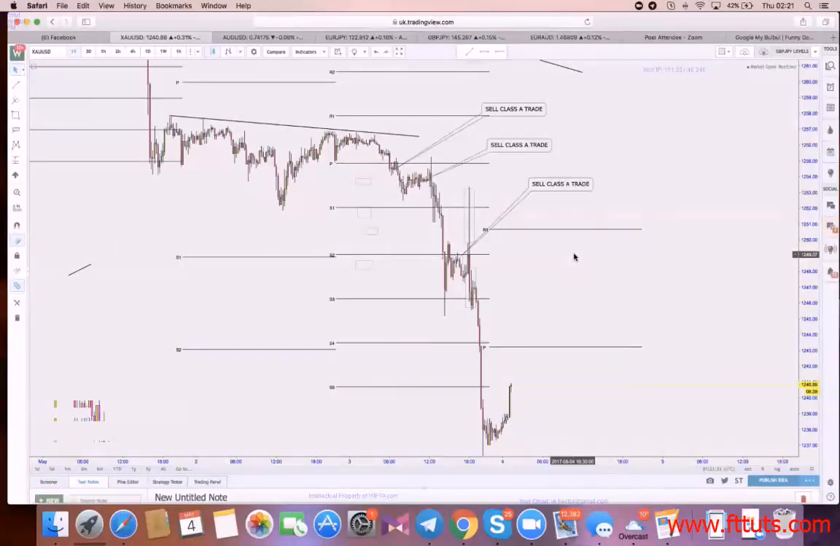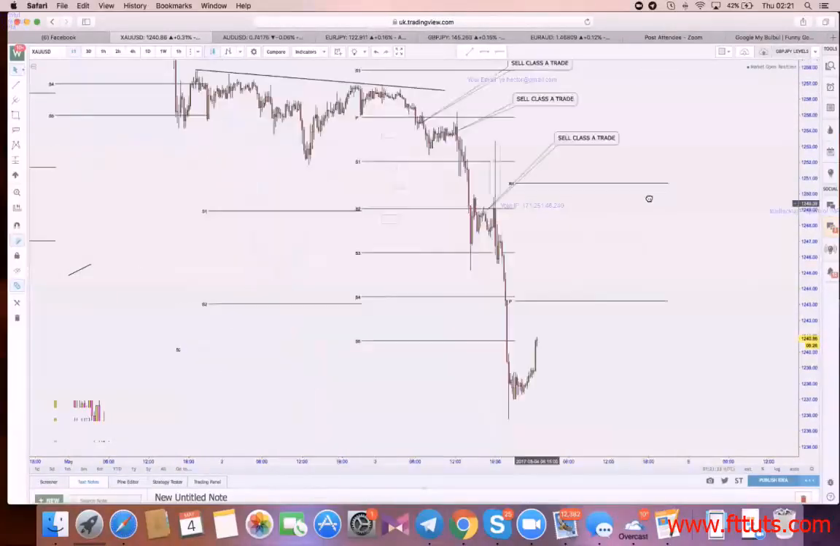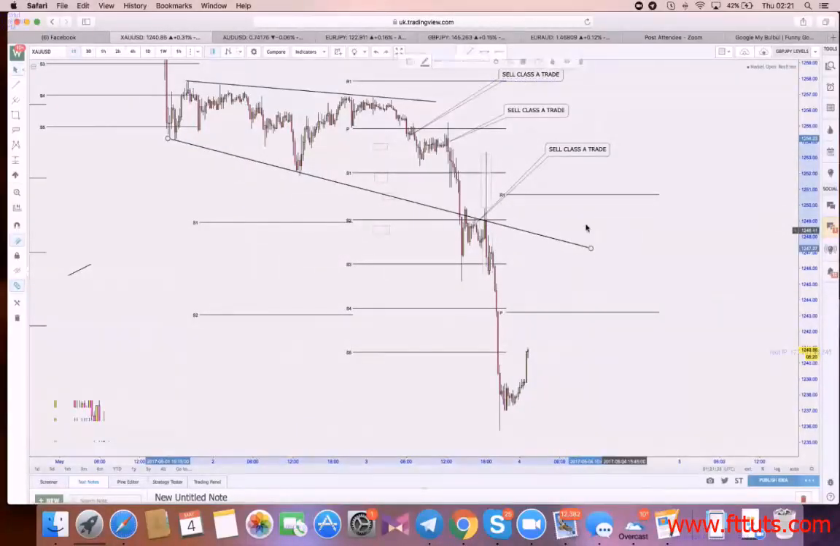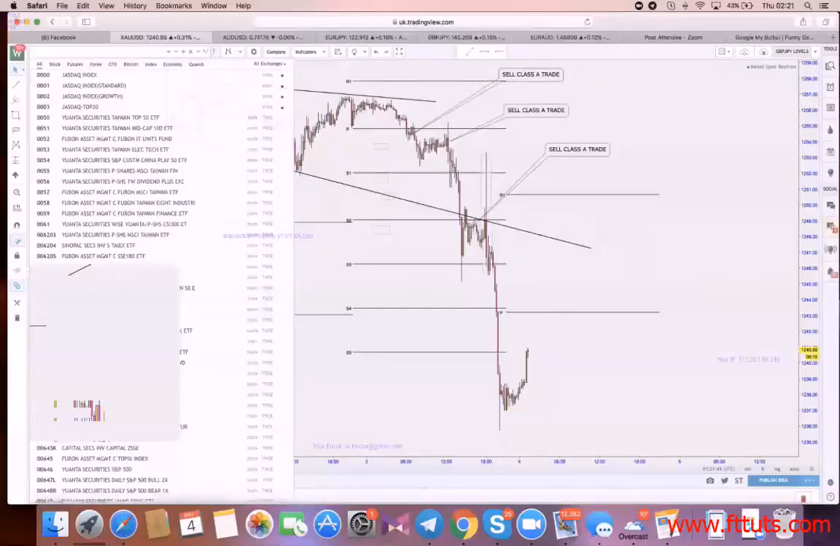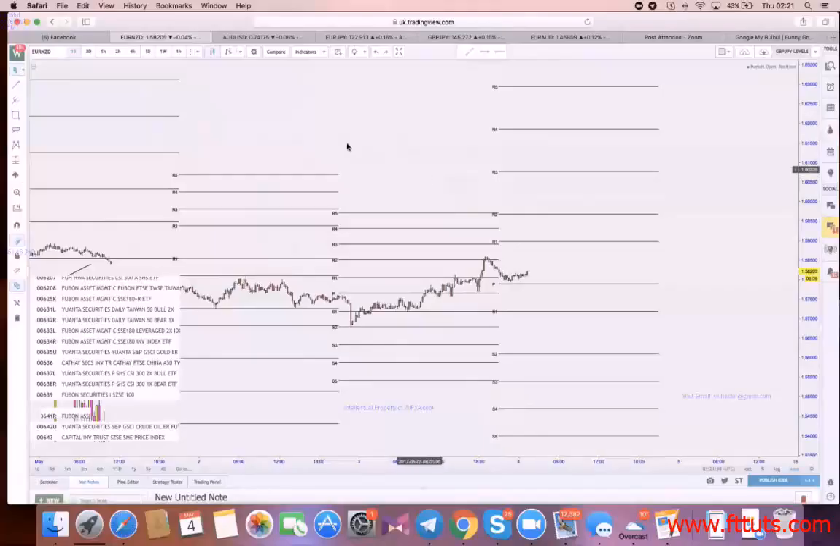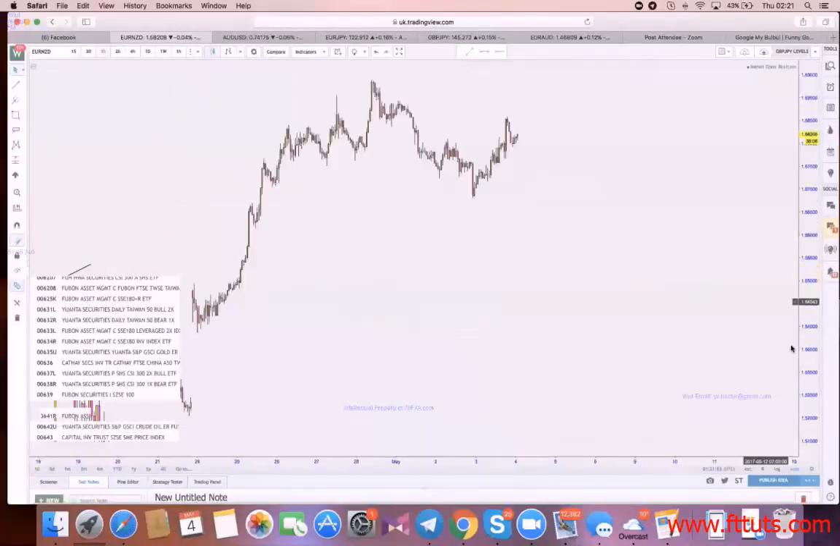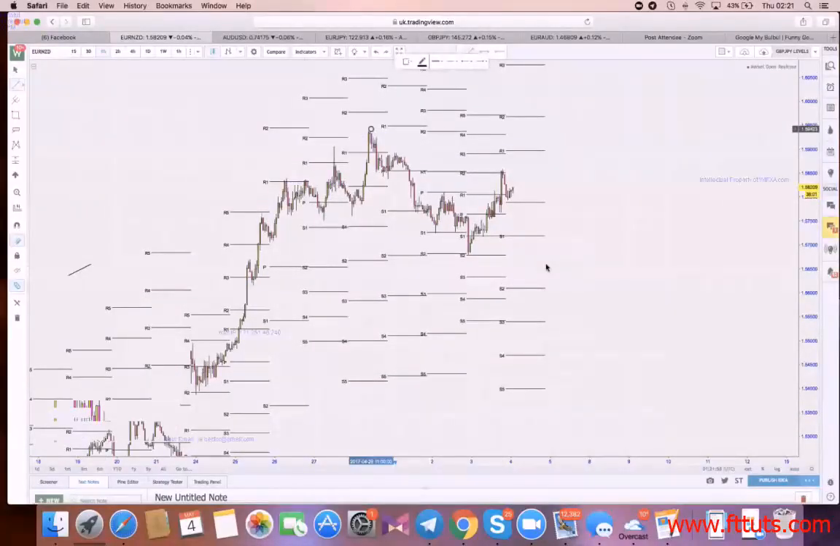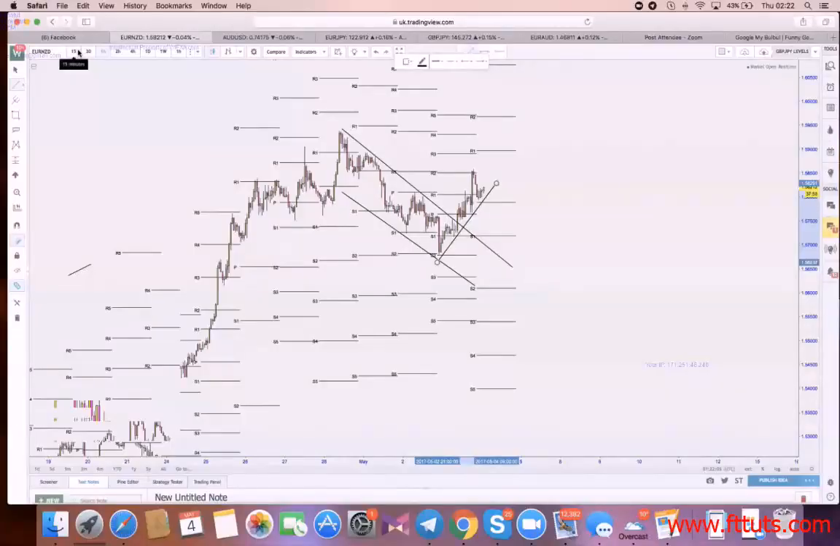Guys, you understand the entries and exits? Please confirm if you understand the entries and exits. Okay, good. I'm going to show you the last trading opportunity, guys, before we end this session. Everybody understand this, right?